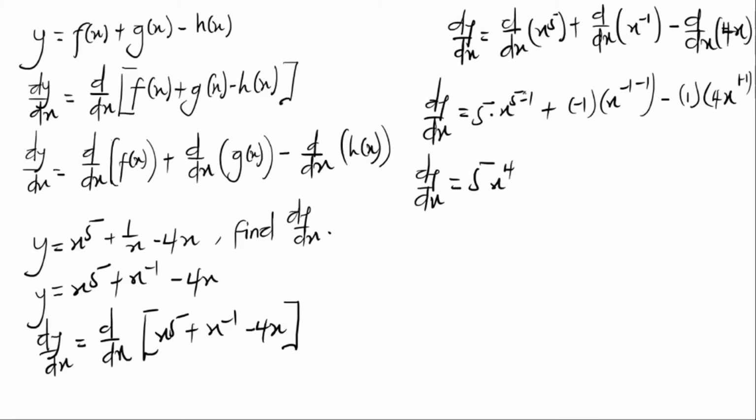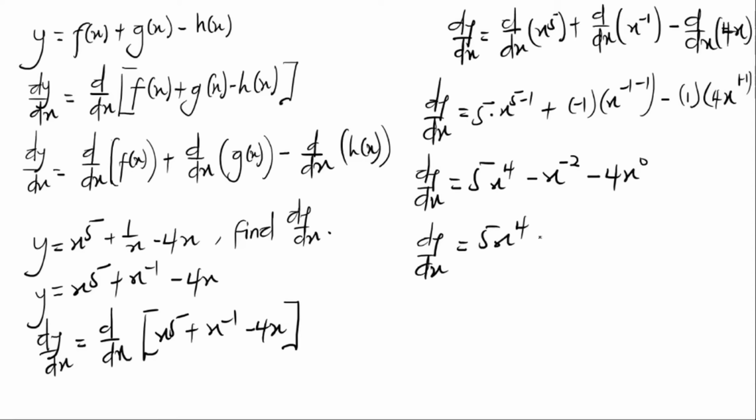Alright, so our dy/dx of this function becomes 5x to the power 4 over here, then this becomes minus x raised to the power -2, then minus 4x raised to the power 0 over here. So from here we know our dy/dx becomes what?